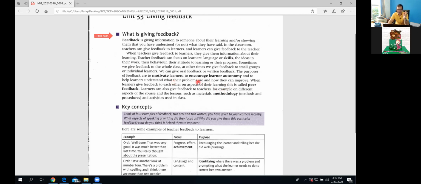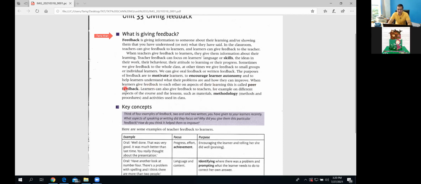Encourage learner autonomy and help learners understand what their problems are and how they can improve. You have to point out their problems in their learning styles, and then you need to give them the guidance also on how to improve that. It's not only to point out the problems.